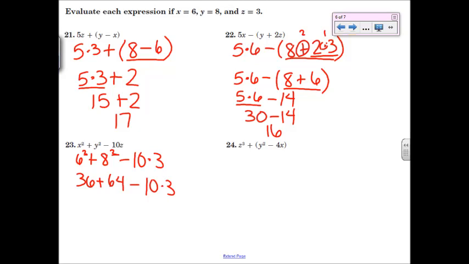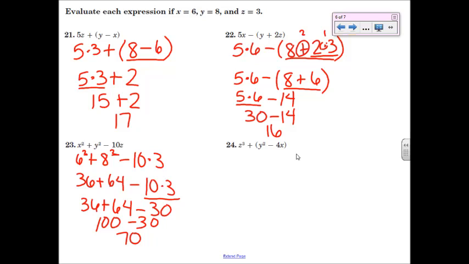Okay, the next step after exponents is multiplication and division. I have one of those, 10 times 3. So I'm going to do that next. 10 times 3 is 30. Addition and subtraction is my next step, and they go from left to right. So 36 plus 64 is 100, minus 30. And 100 minus 30 is 70.